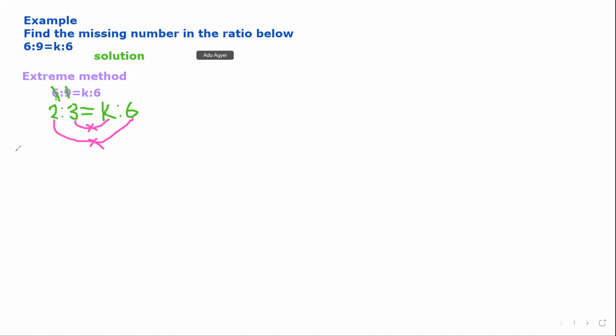So the extreme numbers here are 2 and 6, which is 2 times 6. Then it must be equal to the multiplication of the middle numbers, which is 3 times K.